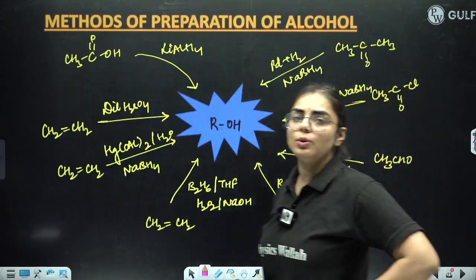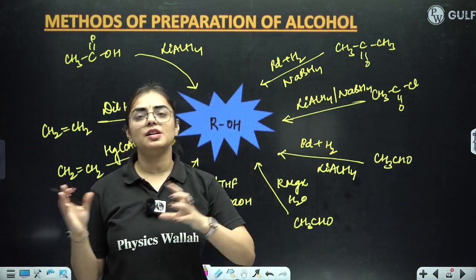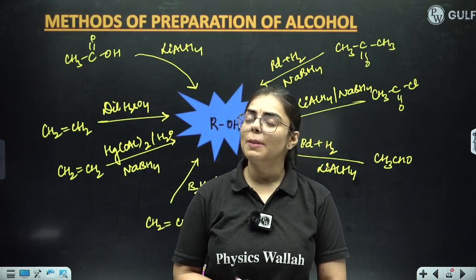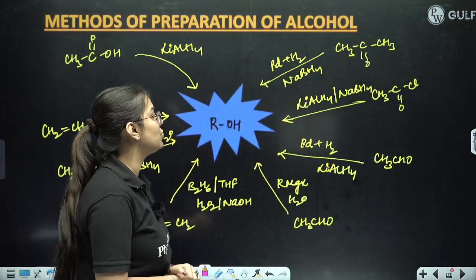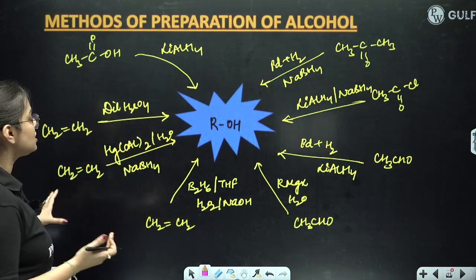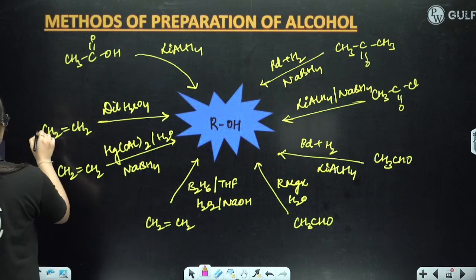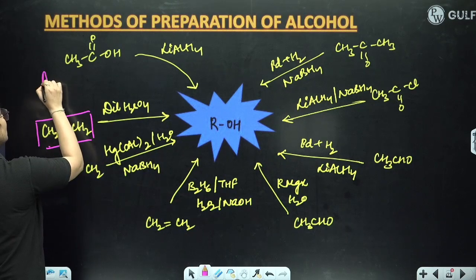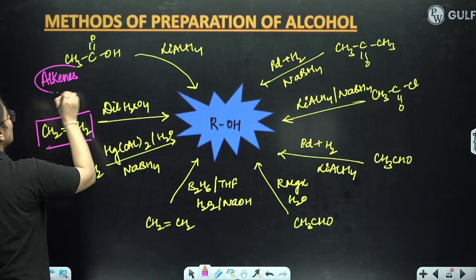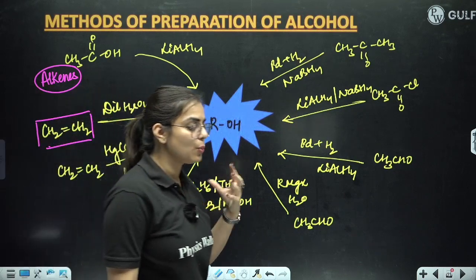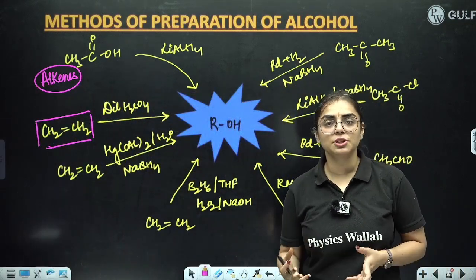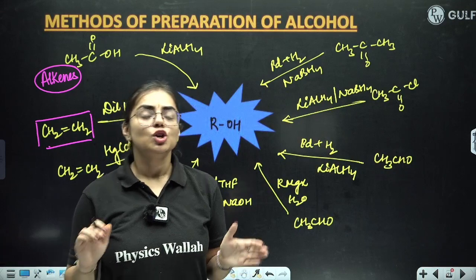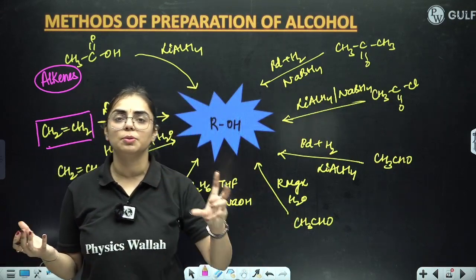Now students, we are going to start with methods of preparation of alcohol. In general, how is alcohol prepared? There are many reactions, students, in order to prepare alcohol. Let's start with the very first method. If you take alkene, CH2 double bond CH2, there are various methods to prepare alcohol from alkenes: hydroboration oxidation, oxymercuration demercuration, and acid catalyzed hydration. All of these reactions are methods of preparation for the alcohol.